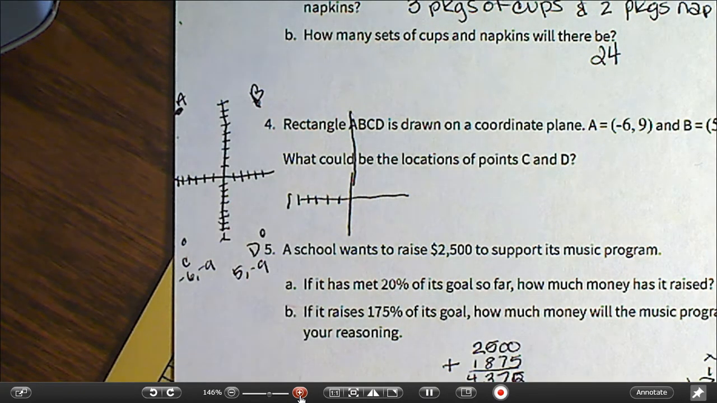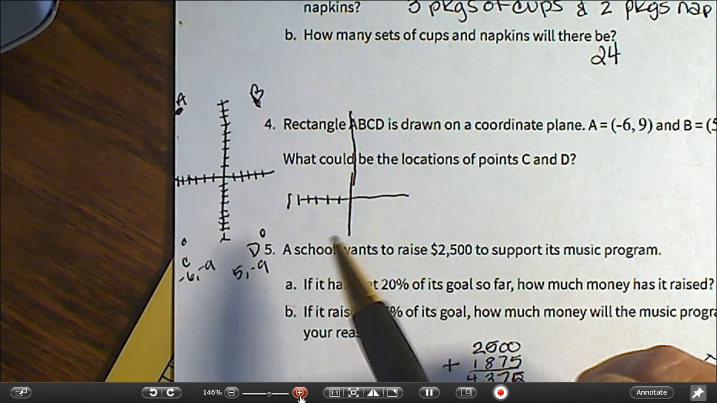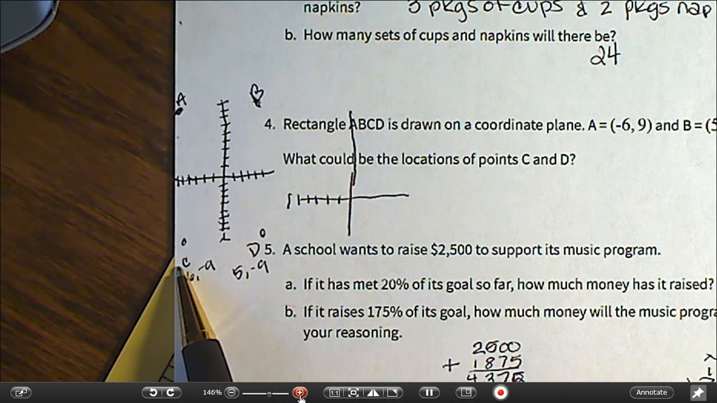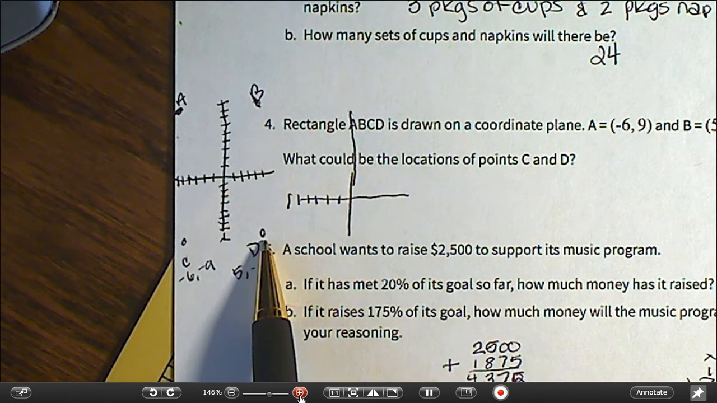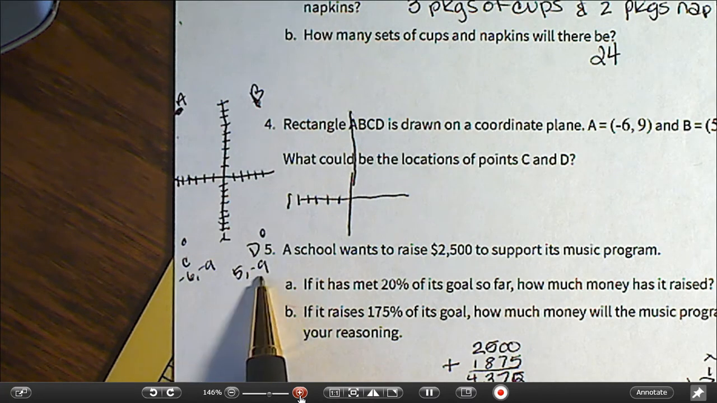So if we're trying to draw a rectangle, where could our coordinates be? This is one answer that it could be. I went over negative 6 and down 9, because that was up 9. And then I went positive 5 and down 9. So C would be negative 6, negative 9, and D would be 5, negative 9.